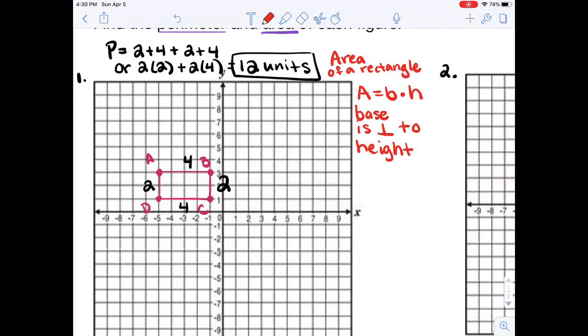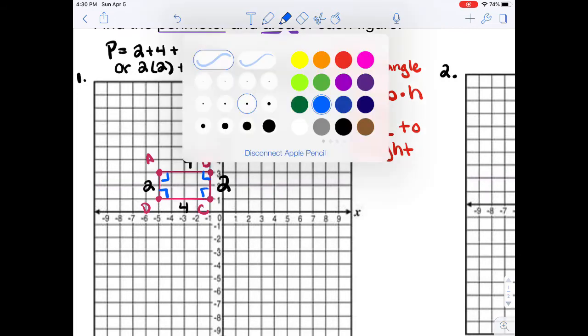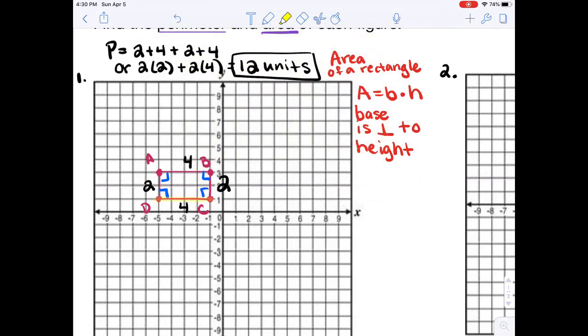Remember, that means that it forms right angles. If I look at this diagram, I know that I have 4 right angles because this is a rectangle. So you can essentially use any side to represent your base and your height. I'm going to say that this side DC is my base. My height would have to connect to it with a right angle, so I can either use DA or CB, but I'm just going to use DA here as 2.